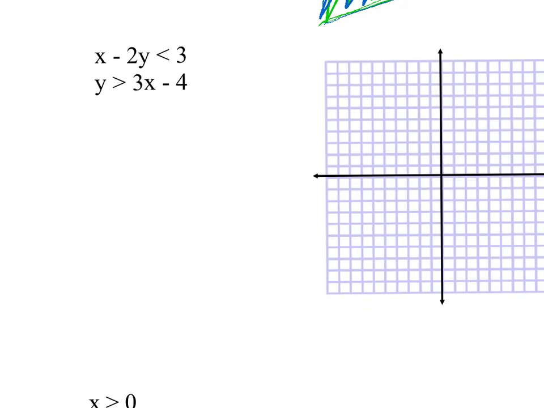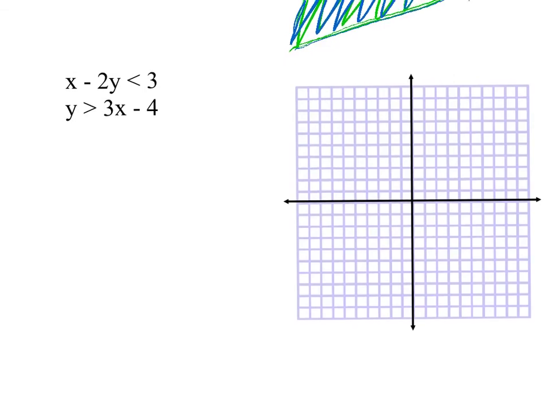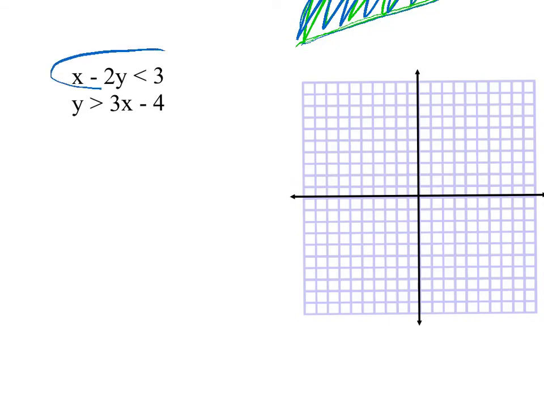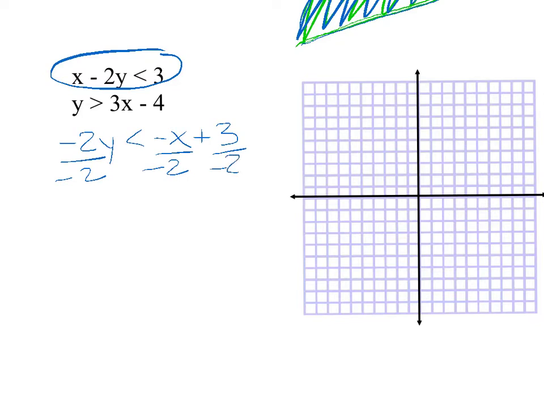All right, looks like we have just a couple more, and then we're done. So for this one, on the top I need to solve for y. So subtract x from both sides. Negative 2y is less than negative x plus 3. Divide everything by negative 2. Looks like we're going to get a fraction. Remember, when you divide by a negative, you switch the sign. It'll be a positive x over 2 minus 3/2.